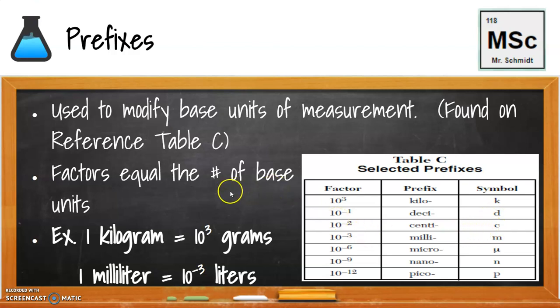So these prefixes are equal to the number of base units. An example here is 1 kilogram, which would be abbreviated kg. That's 10 to the third grams. Again, when we use this number 10 to the third, that's like scientific notation. So we would add 3 zeros after it or move the decimal point 3 times to get our amount. Same thing with the negative: that means we move to the left. Positive exponent, we move to the right.